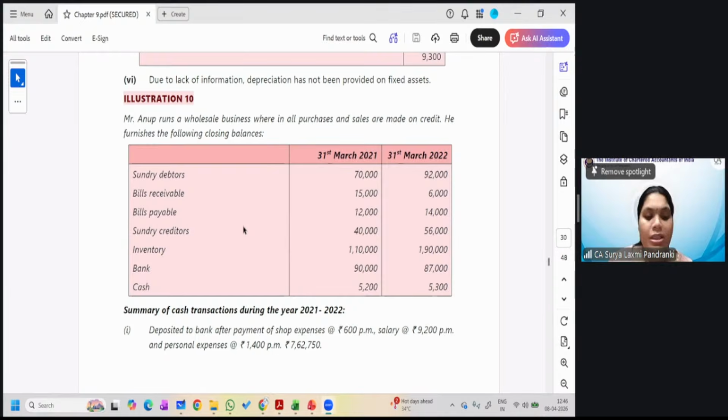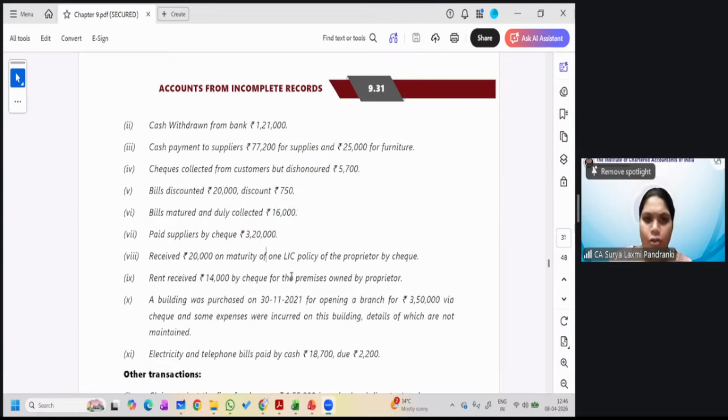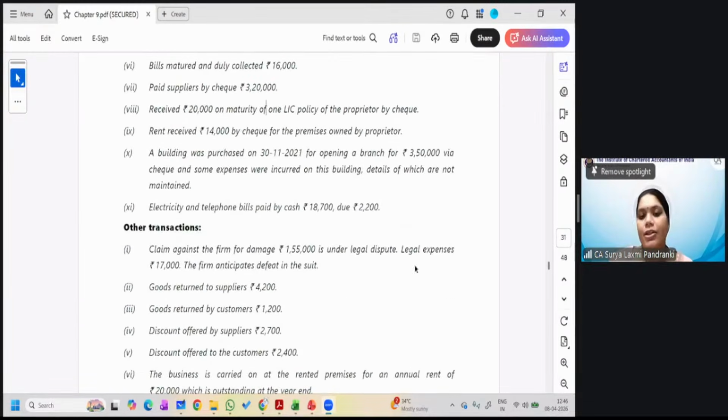Maybe you missed some point when we were doing something, I don't know. Now at least have a clear picture of what we are going to do in this question. I'll just give you an overall picture in this 10th question. Opening and closing balances of different balances are given to you, and there are some cash transactions given to you, cash or bank, and there are other transactions given.